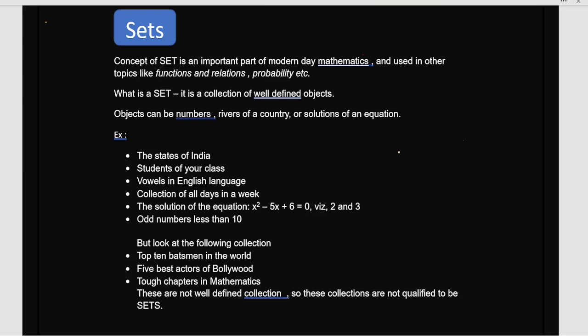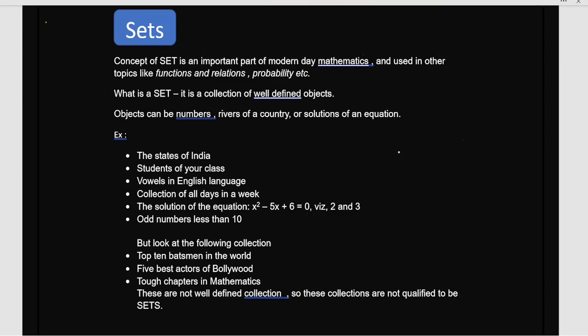Similarly, for the students of your class, you can take the roster register and see who the students in your class are. You will get the same list. Suppose 40 students are there. You will count 40 students, and if I ask your friend, he will tell the same thing, 40 students. So the collection is the same.